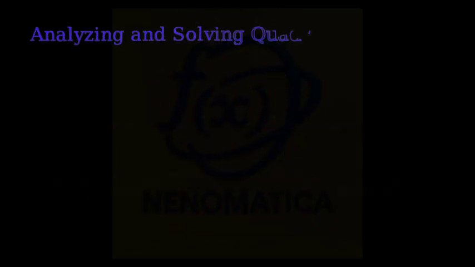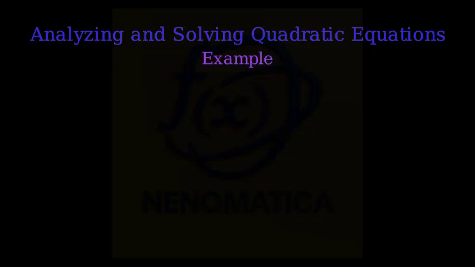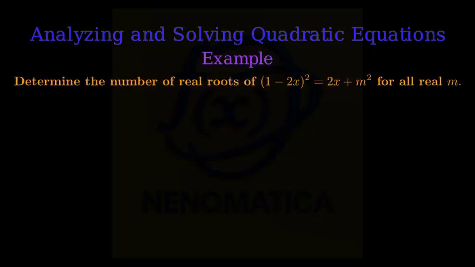In this example, we will analyze how many real roots the given equation has for all real values of m using the discriminant. We will follow a clean, step-by-step process. Step 1. Write down the original equation. We will transform it into standard quadratic form in x. Step 2. Expand the square and move all terms to the left side.